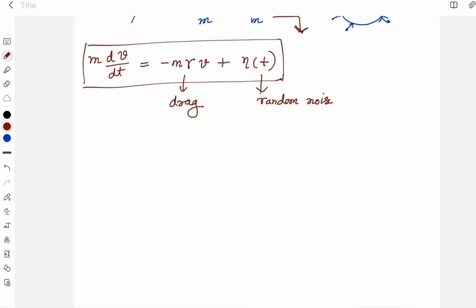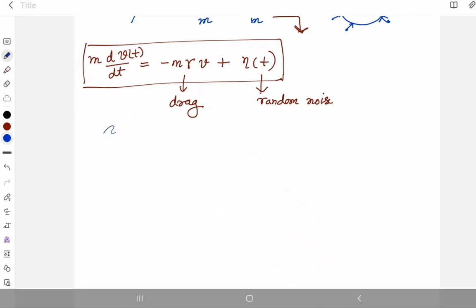Now let us solve. Let's calculate the mean velocity. This V(t) is one component of velocity. It can be a vector, but for simplicity of our calculation, V(t) is one component of the velocity. So let us solve it. How to solve this kind of equation? You can do it explicitly, but I will tell you the easy way.